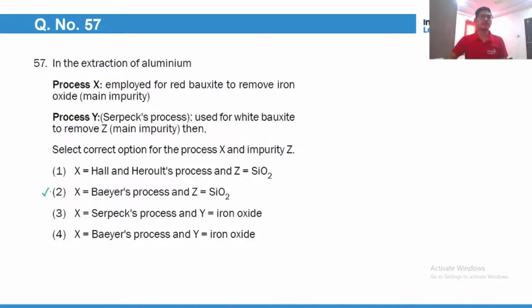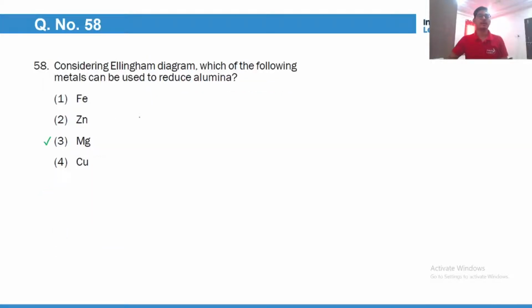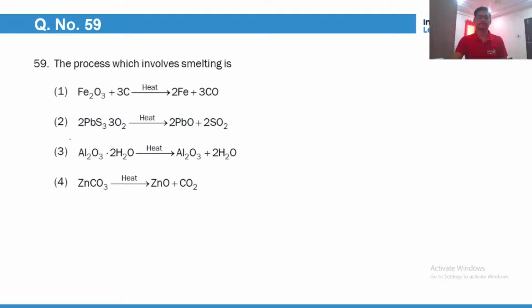In the extraction of aluminum, this is the correct answer: when iron oxide is the main impurity, the process used is Baeyer's, and when silica is the major impurity, then the process is Serpeck's. In the Ellingham diagram, which of the following metals can be used to reduce alumina? That is Mg, because the reducing agent must lie below the metal.